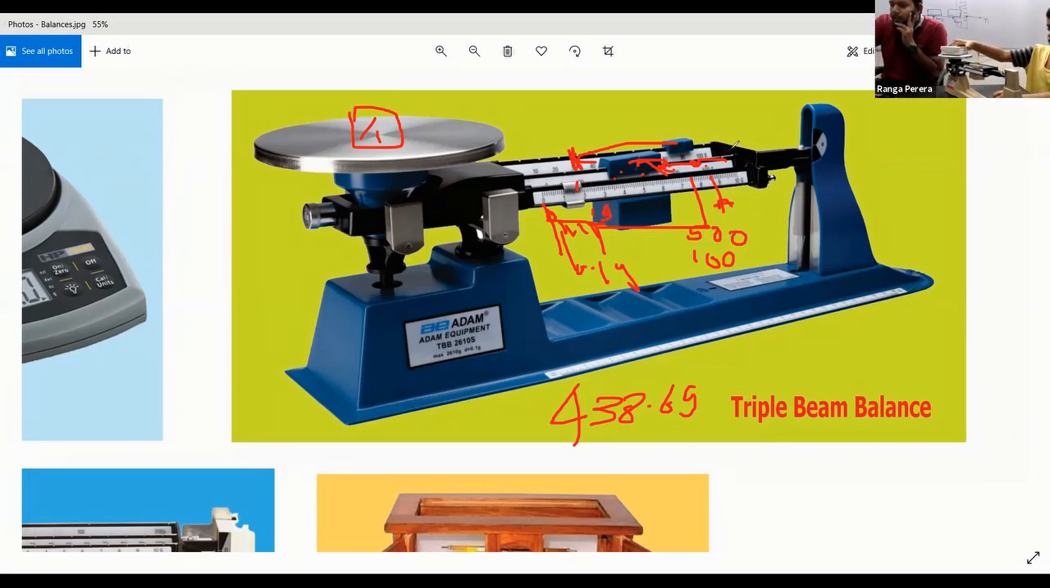So when I balance it, let's assume we don't know the mass. We place it and measure the mass, and we realize it is 438.6 gram. So we can measure up to 0.1 gram. That's what it means.